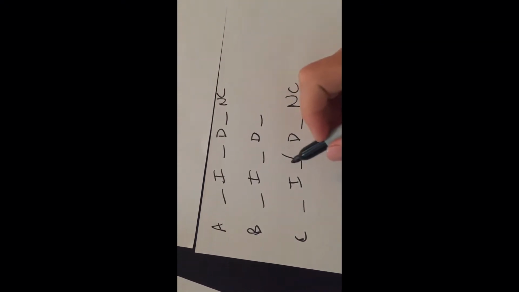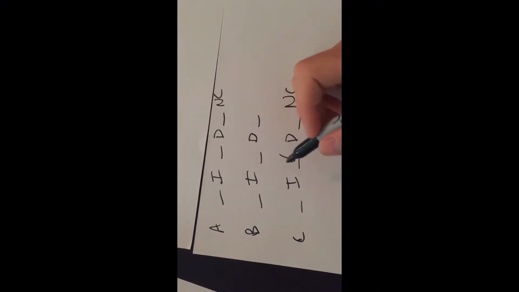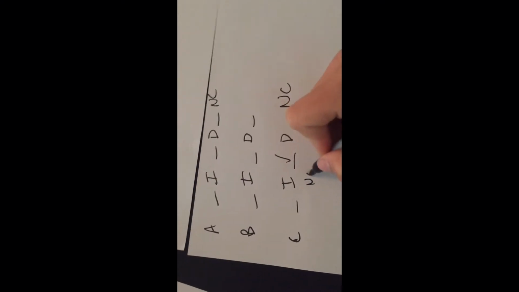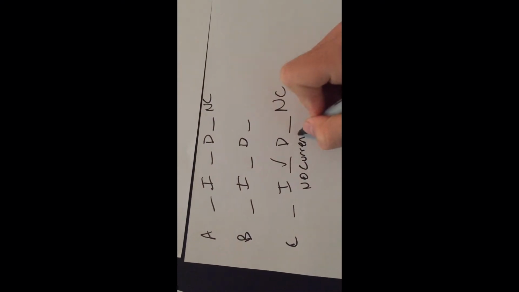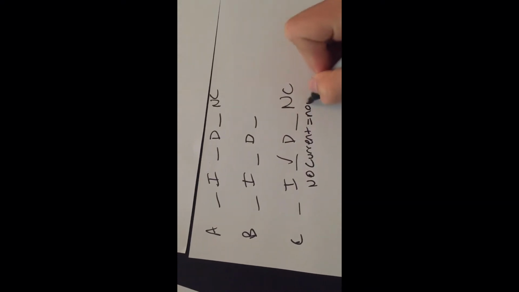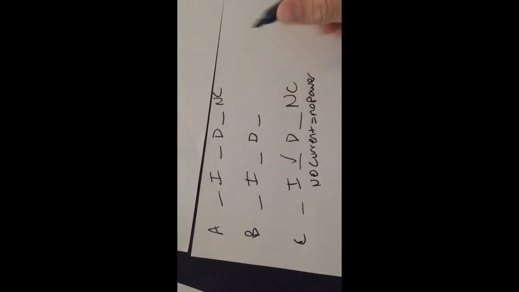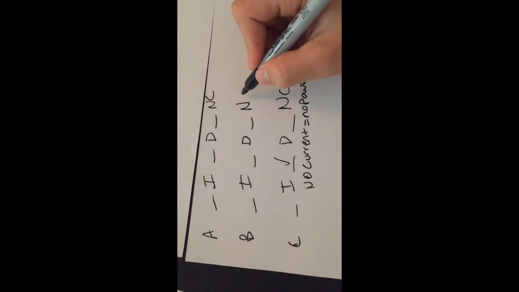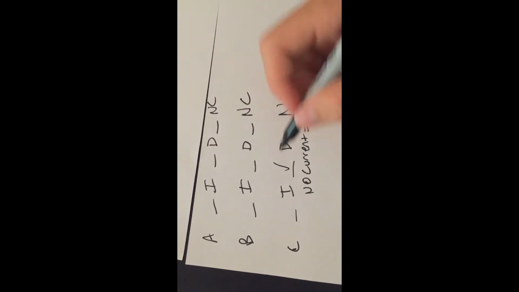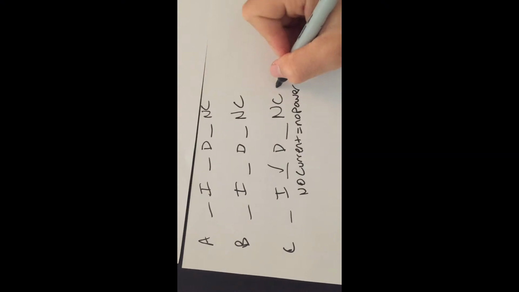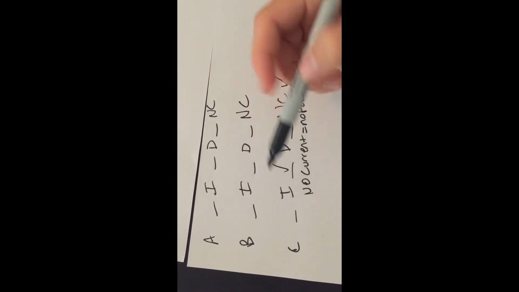So it says explain your reasoning, so we can just say no current equals no power, because in P equals IV, if I equals 0, then P equals 0 as well. So we know that one for sure, and then we will have to go to A and B.